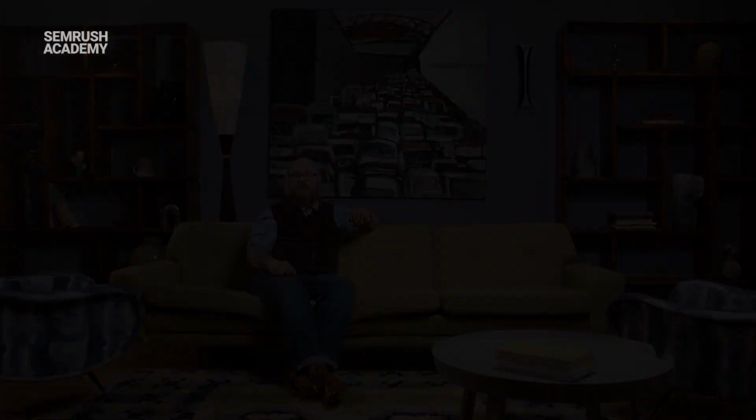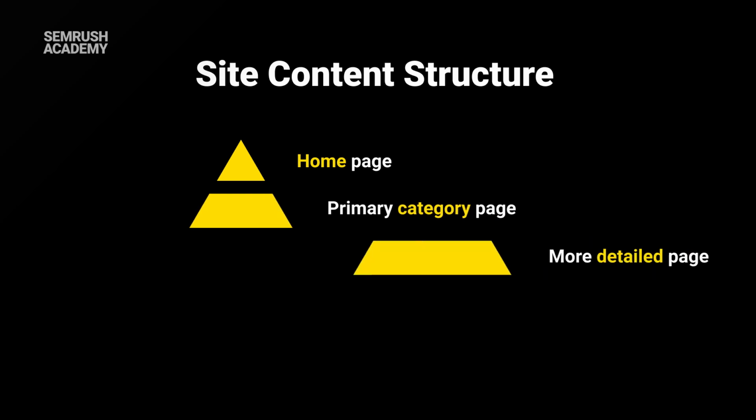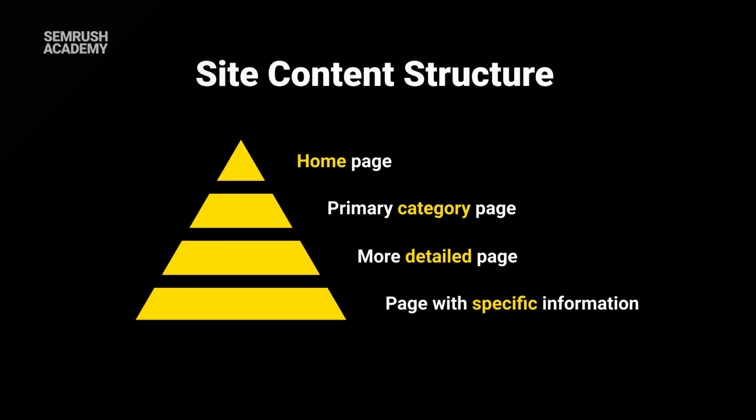Once you've got your high-level primary pages completed, move on to the more detailed pages. Here's where you want to focus on longer tail phrases. Your site content should be structured like a pyramid. Your home page is at the top, branching down to your primary category pages, which lead to pages with a bit more detail, which lead to very specific pages with very specific information.